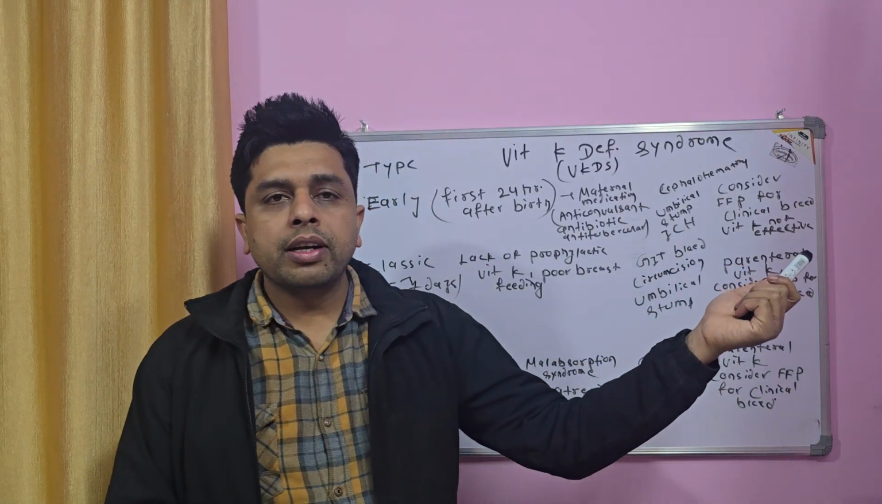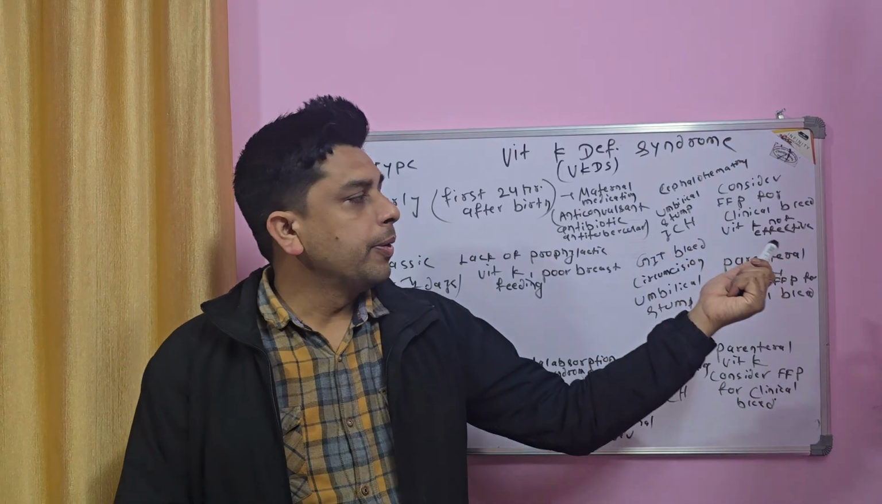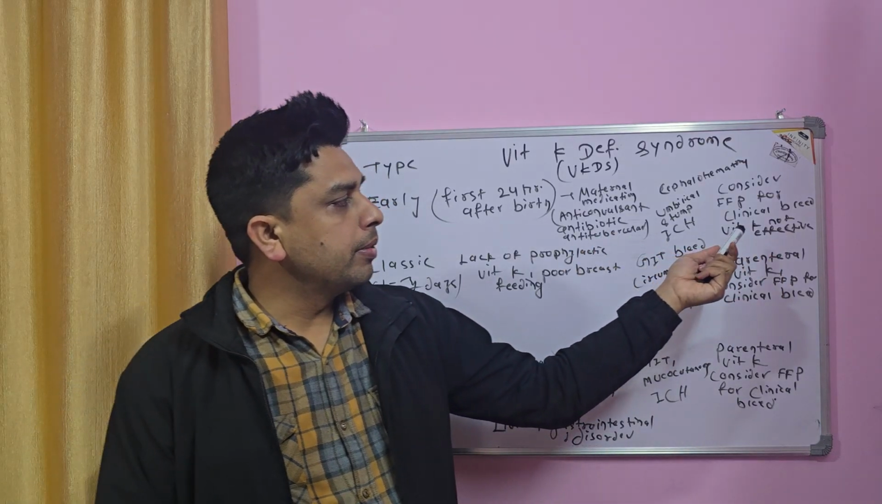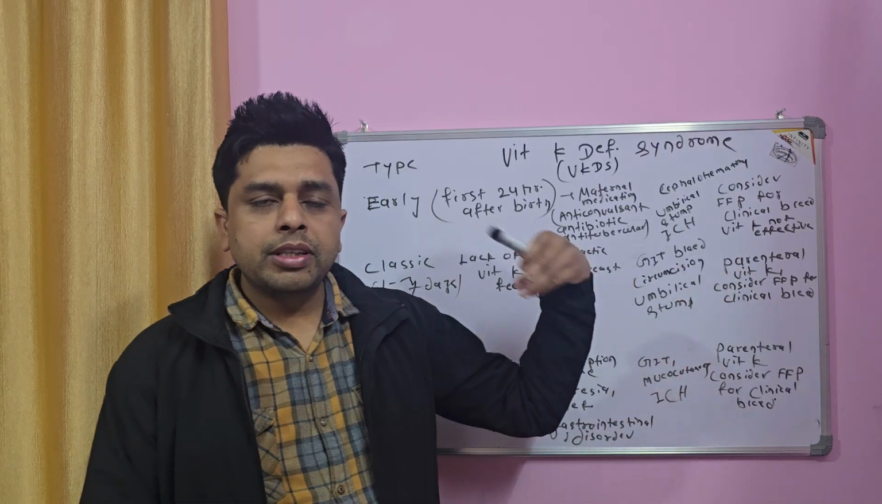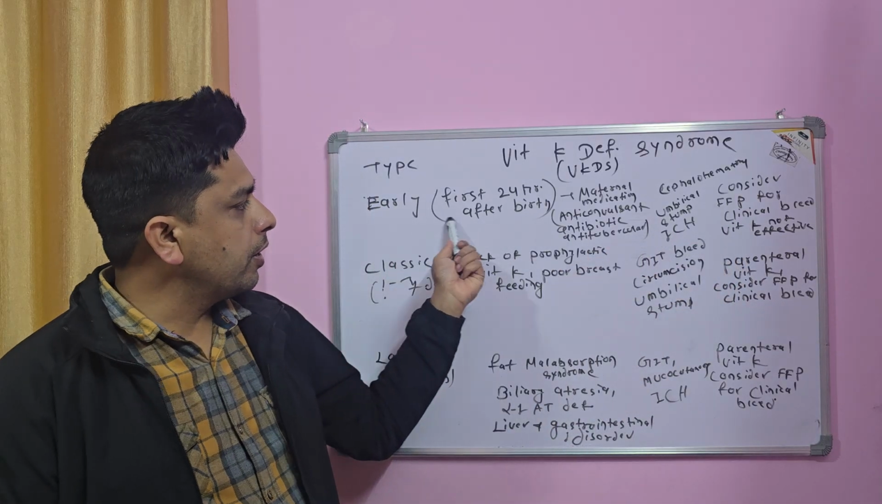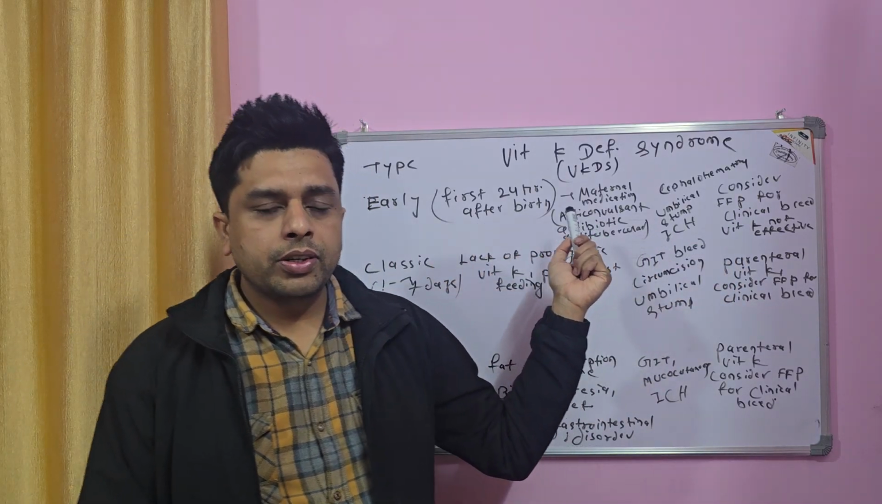and we have to consider giving fresh frozen plasma to stop the bleeding, as clinical bleed cannot be effectively treated by giving vitamin K. And this is the early presentation that occurs within the first 24 hours.